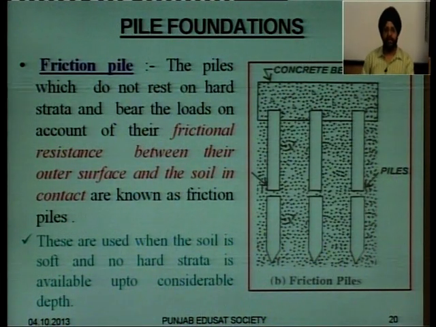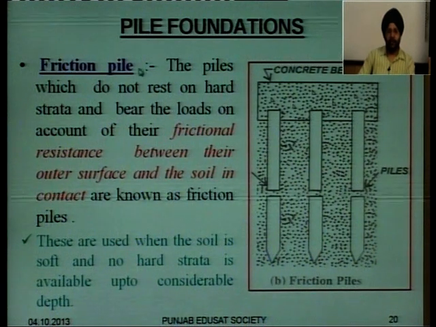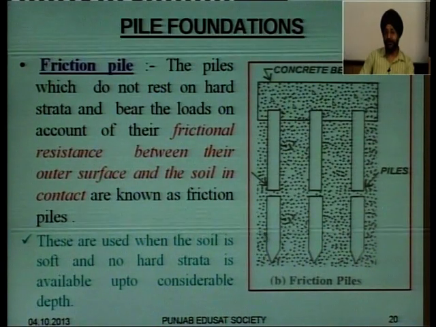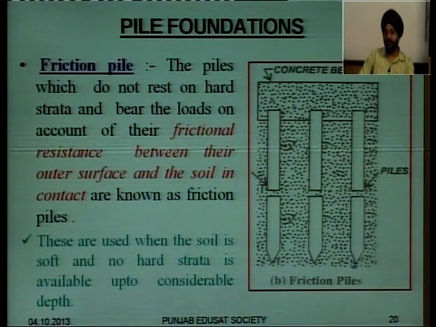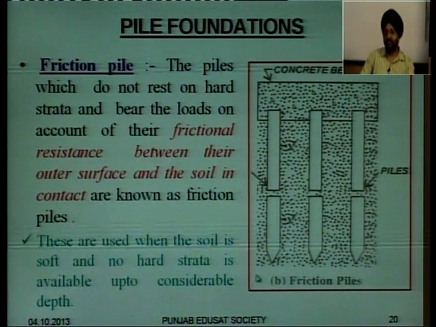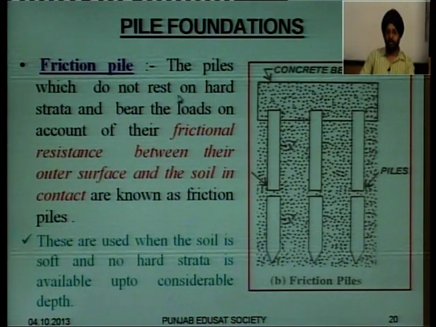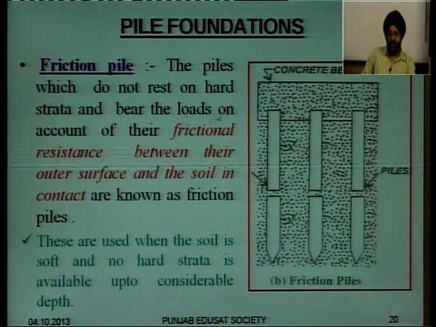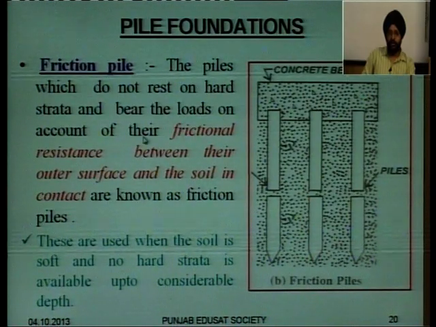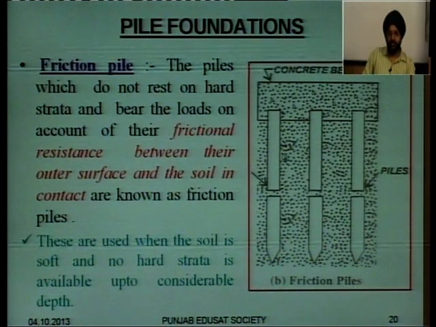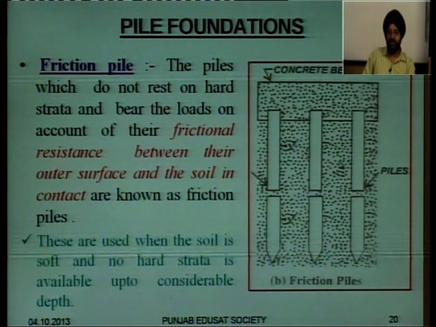Moving to the second type of piles, the friction piles. Now, these are the piles which do not rest on the hard strata. Now, this is important, there is no hard strata here. Friction piles are not concerned with the hard strata. So, these are the piles which do not rest on the hard strata and bear the loads on account of their frictional resistance between the outer surface, this is the outer surface of pile, and the soil in contact.